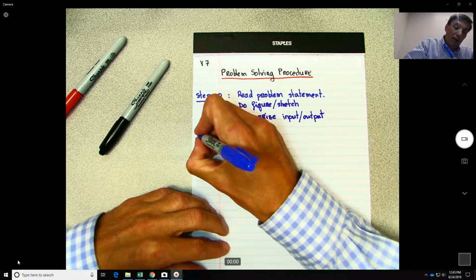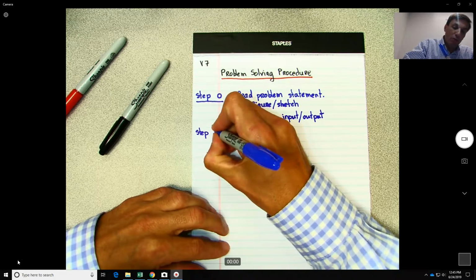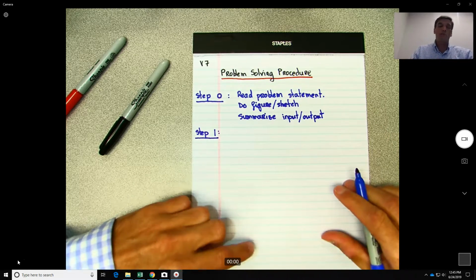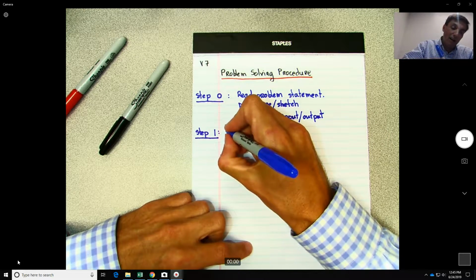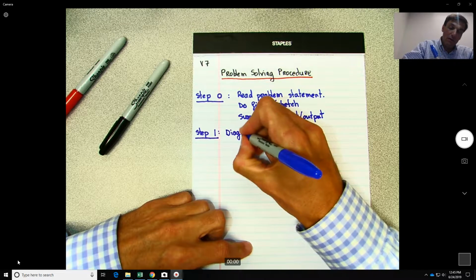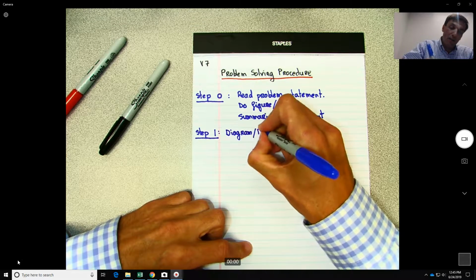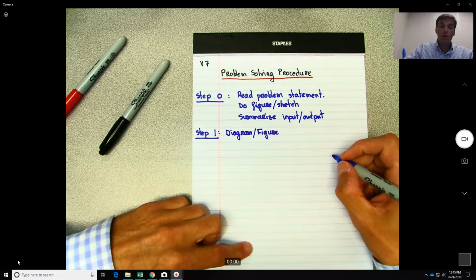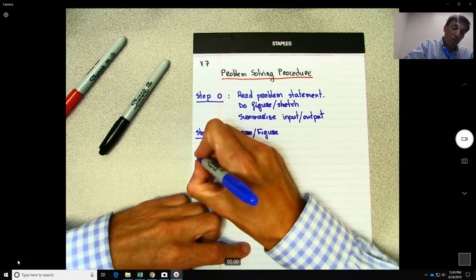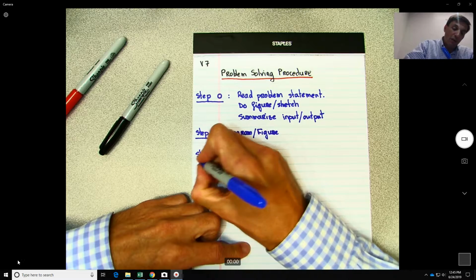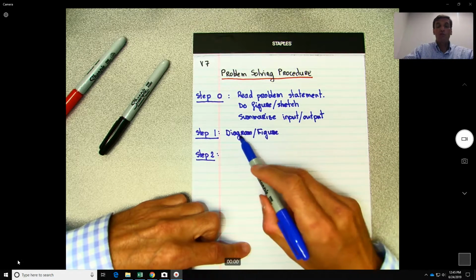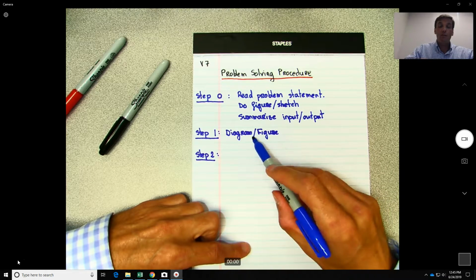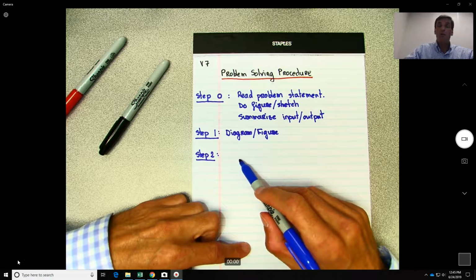Then step number 1, this is really the procedure. Step number 1 sometimes is a little bit redundant with this one, but it's important. You need to do a diagram, or again, a figure of the problem. Okay? Step 2. Okay, and you need to keep in mind that you need to do a diagram, a figure, not just like this one, but a diagram or figure that will help you then to write down the proper equation.